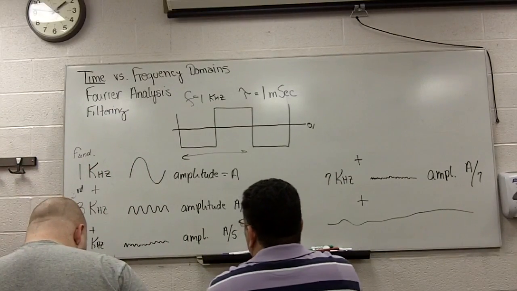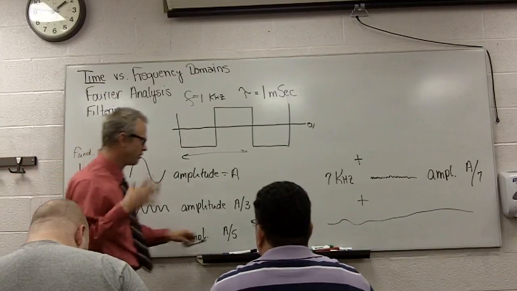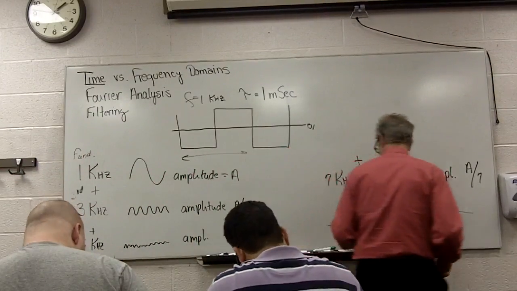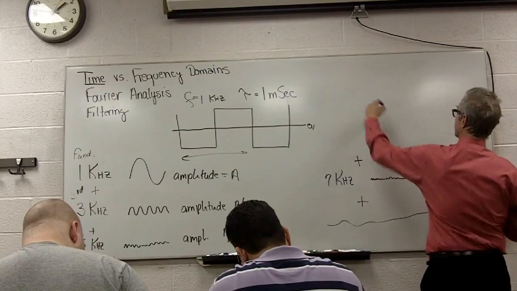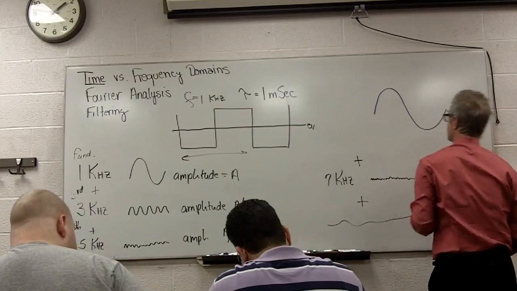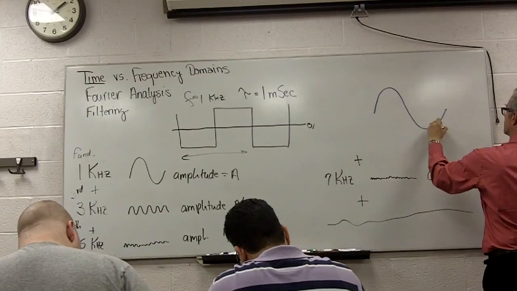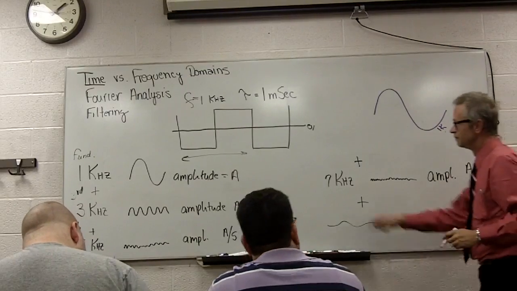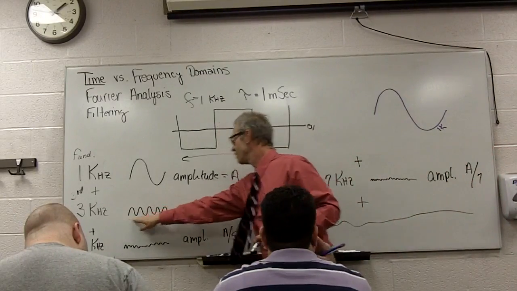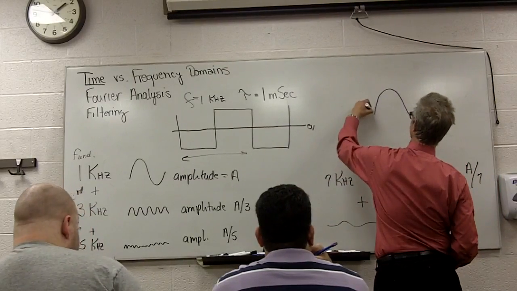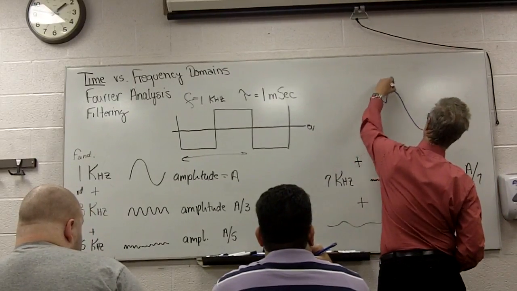So when you look at what you're actually getting, let's go ahead and try. I'm no artist, but let's see if we can draw a picture of what this is going to look like. We're going to take a 1 kilohertz sine wave. We're going to add to that what? A 3 kilohertz sine wave at about 1/3 of the amplitude, which is going to give us something like this.